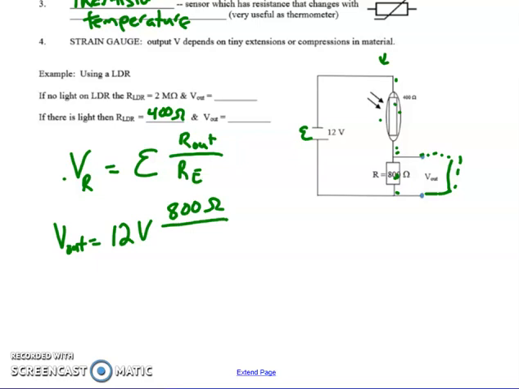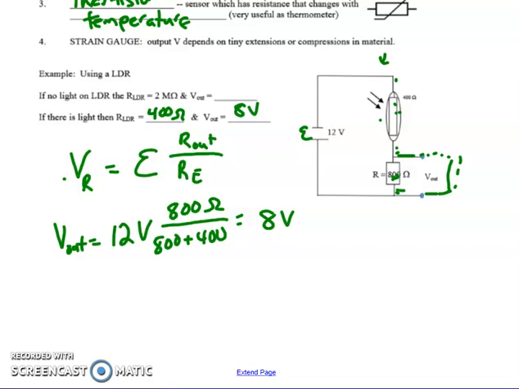And what's our effective resistance of the circuit? Well, the circuit is these two resistors. They're in series. So that's 800 plus 400. Okay, so that's 800 over 1200, or 8/12, or 2/3. So it's 2/3 of 12, which is 8 volts. Okay, so we have an output voltage of 8 volts when we turn this light on. So it goes from having 0 volts across it when there is no light to 8 volts.